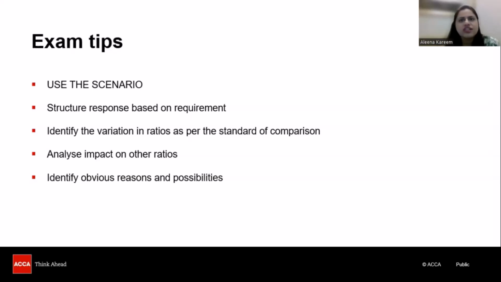So don't just give possibilities. Identify from the scenario what is actually happening and then structure your answer accordingly. And lastly, if the question is asking for it, provide solutions and the actions that are there.